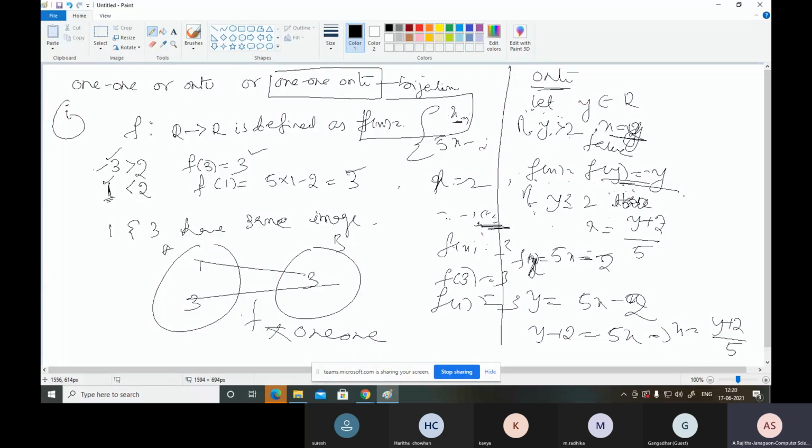Okay, so this is for f of x. I can write here f of x like this: 5 into (y plus 2) divided by 5 minus 2. This is nothing but y. And then x equals (y plus 2) divided by 5.